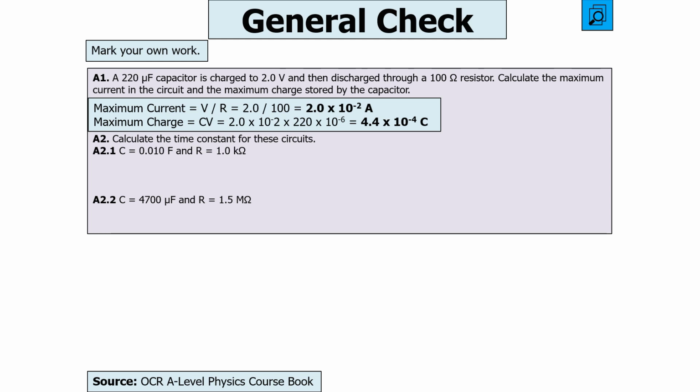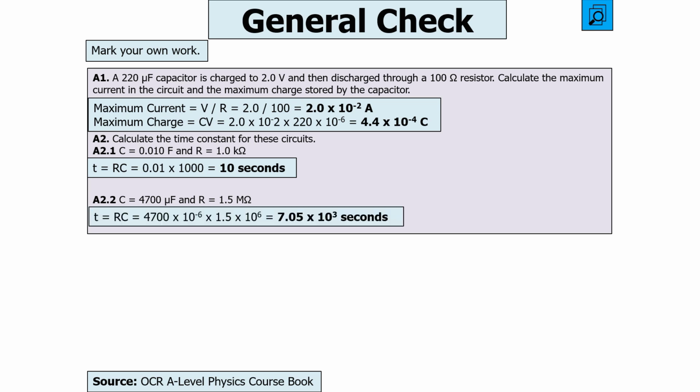Now in this next one, what can we do? We can therefore say T equals RC. That's our equation for a time constant. So T equals RC, so it's 0.01 times by 1,000 because kilo turns into ohms by times by 10 to the 3, so it's 10 seconds. And this next one, we turn micro into farads by times 10 to the minus 6. We turn mega into just ohms by times by 10 to the 6, the 2 will cancel through and we'll get 7.05 times 10 to the 3 seconds.